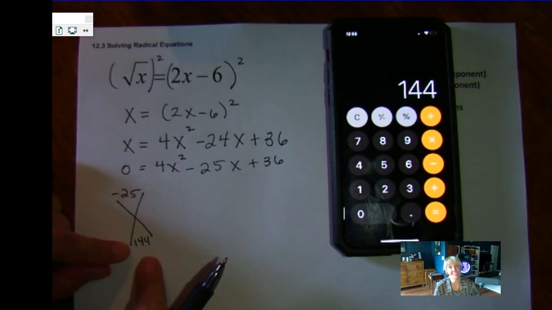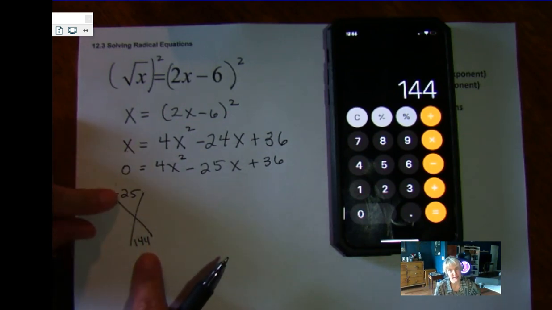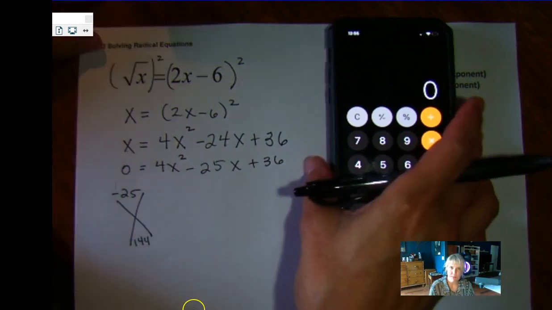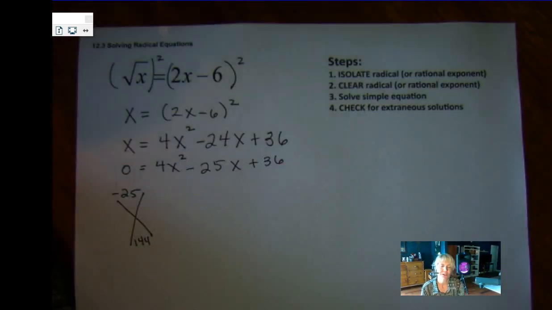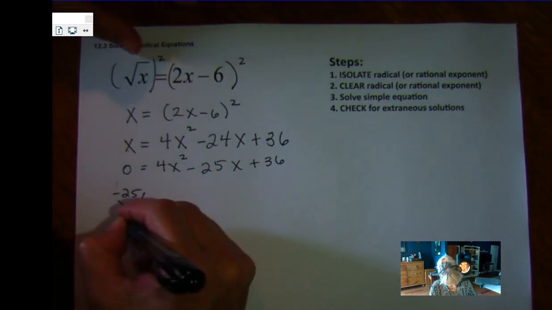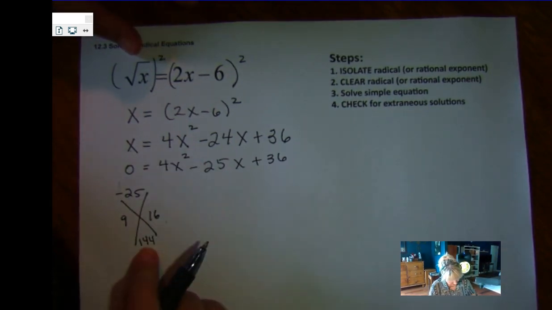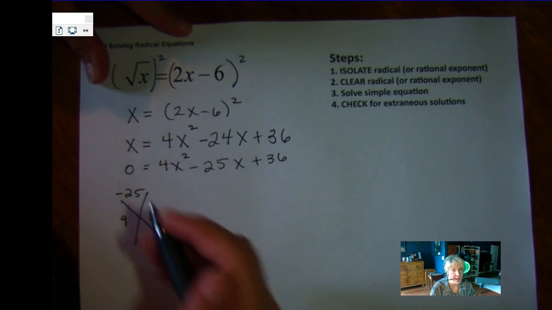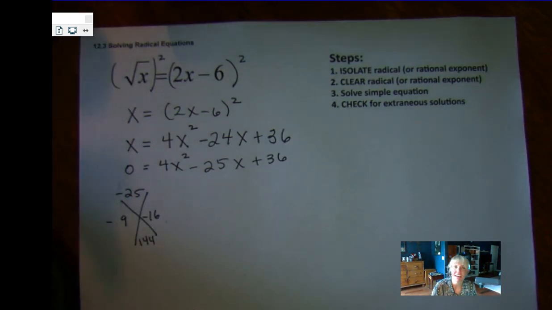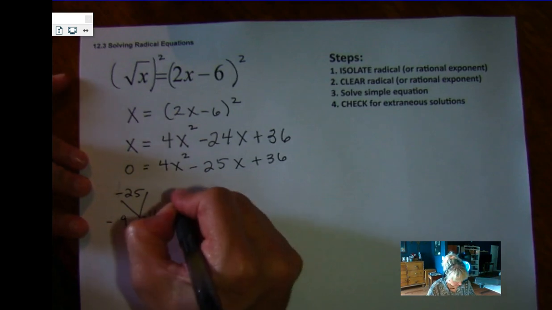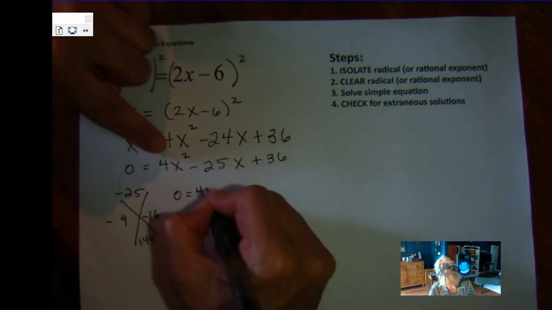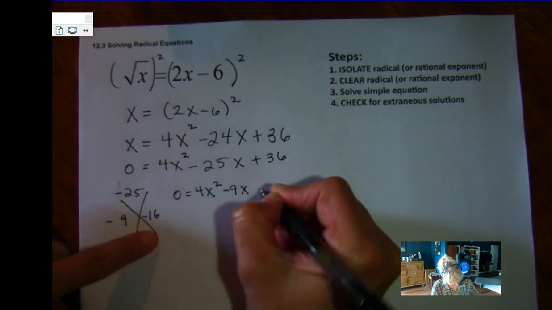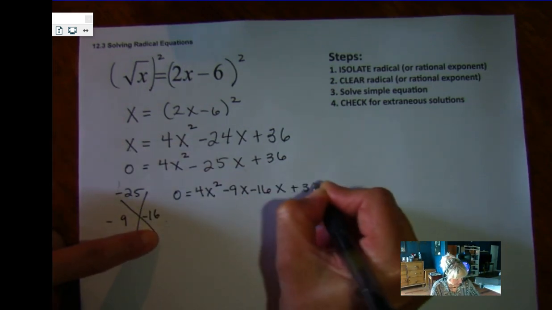So I really want numbers that multiply to make that and then combine to make that. I'm going to move this out of the way. 144 is going to have a lot of factors, but the factors that we need are going to be 9 and 16. So 9 times 16 makes 144, and when you combine those two numbers, they make 25. I'm going to make both of these numbers negative, and now I get to factor this quadratic equation. So 0 equals 4x squared minus 9x minus 16x plus 36.